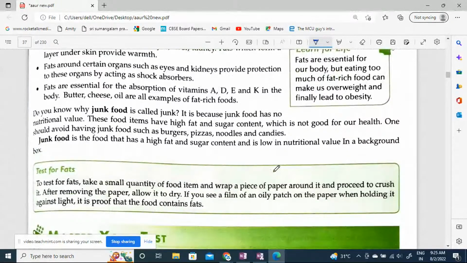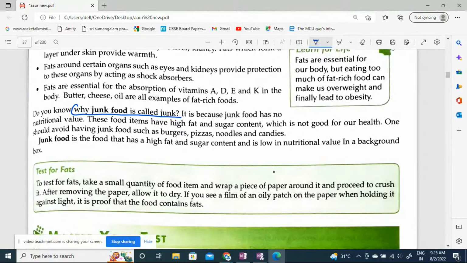Very good question. Why is junk food called junk? It is because junk food has no nutritional value. These food items have high fat and sugar content, which is not good for our health.